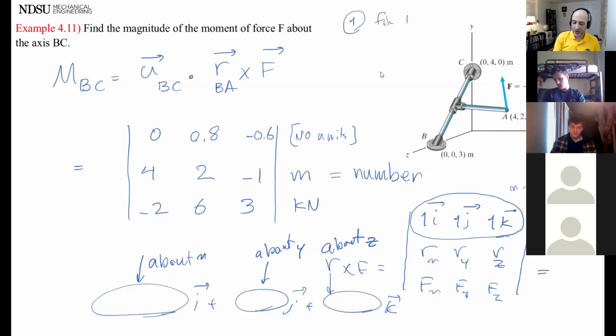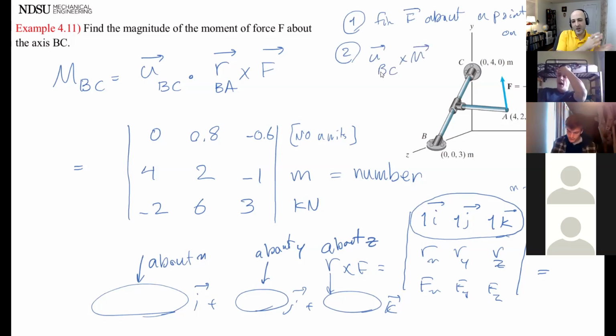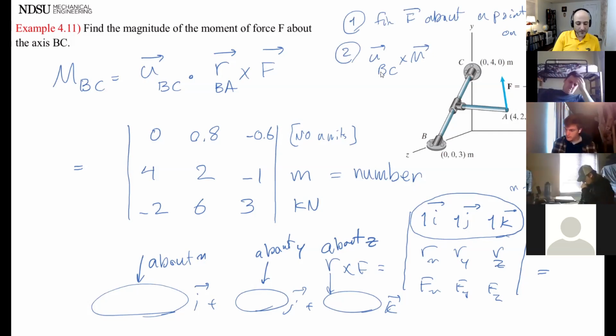Step 1, find the moment of F about a point on the axis, which in this case would be about B, right? Step 2, dot product the unit vector with that moment that you just found. This determinant is kind of a shortcut to do those two.